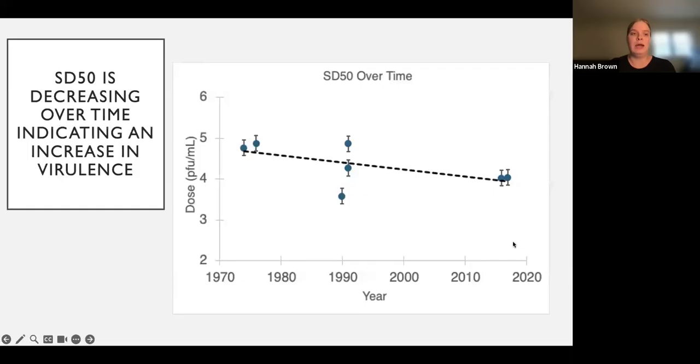If we look at the SD50, as a reminder, this is the dose required to have 50% of the fish shedding, not 50% infected. We can see that in the earlier isolates, we require about 4.8 PFU per mil to have 50% of the fish shedding. But in the more recent isolates, the 2016 and 2017 isolates, we're down to only needing about 4 PFU per mil. So as they're becoming more virulent, it's taking less and less to have more fish shedding.